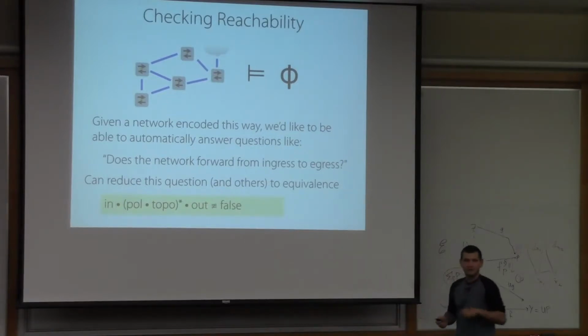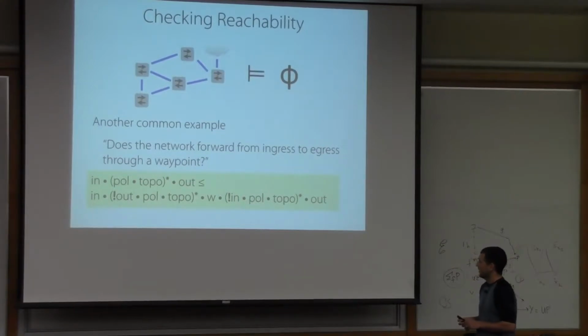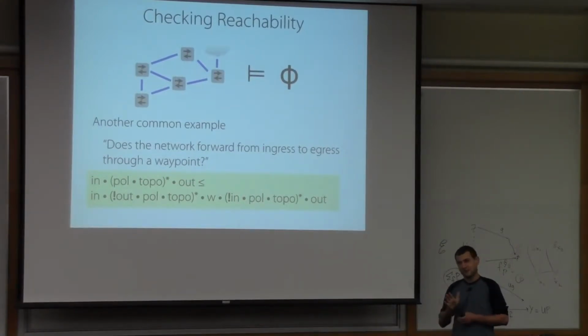Okay. And there are other simple variations on these kinds of reachability queries you can answer. Here's one that we did in our POPL 14 paper. One property that network operators often care about is, does traffic go from some ingress to some egress, but maybe through a waypoint?